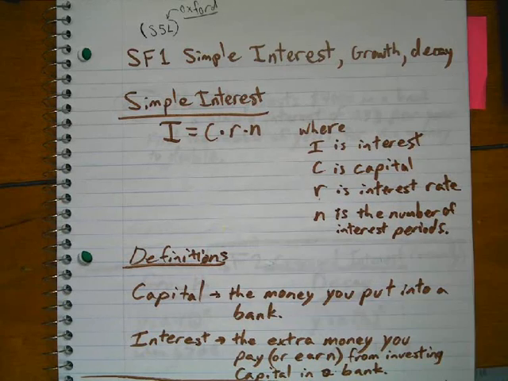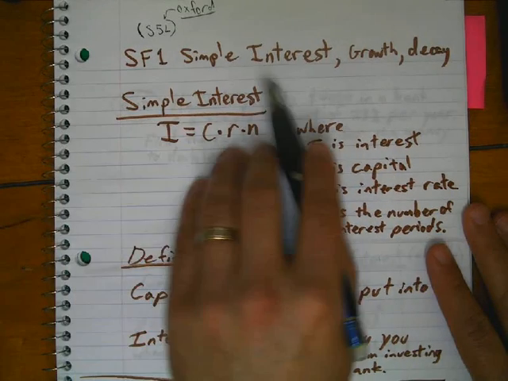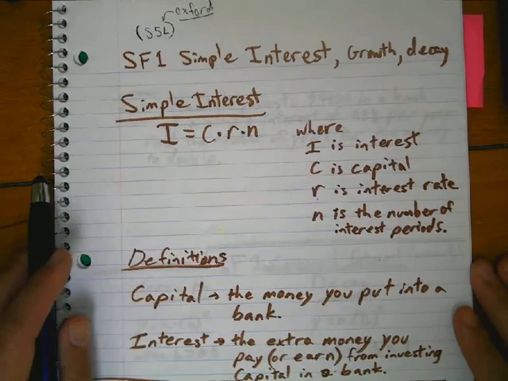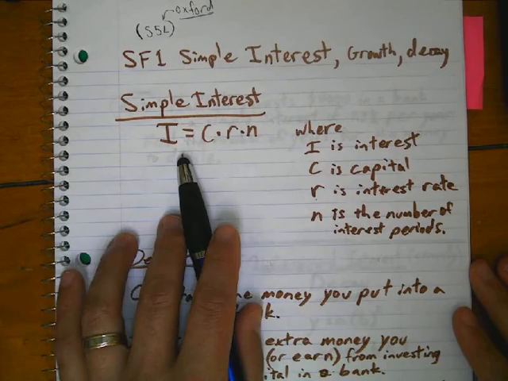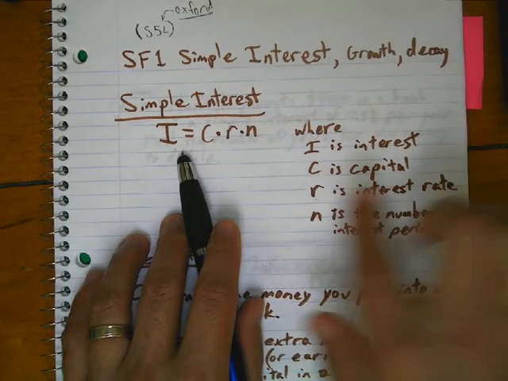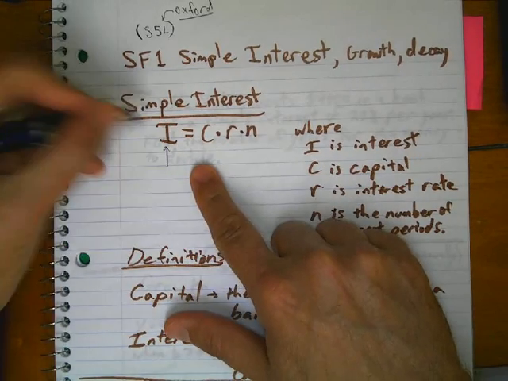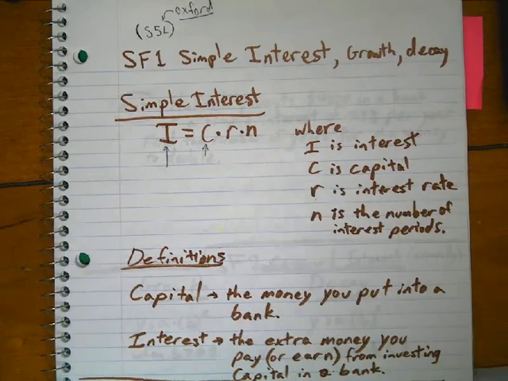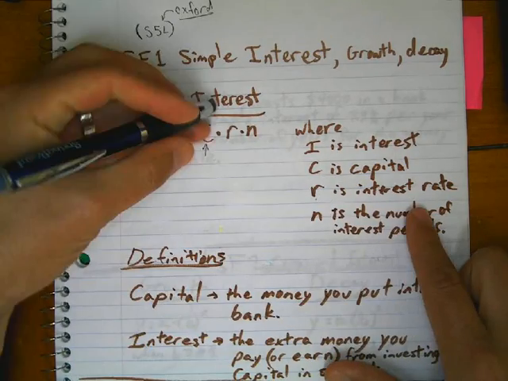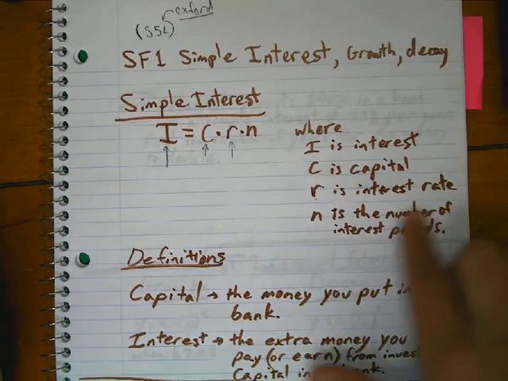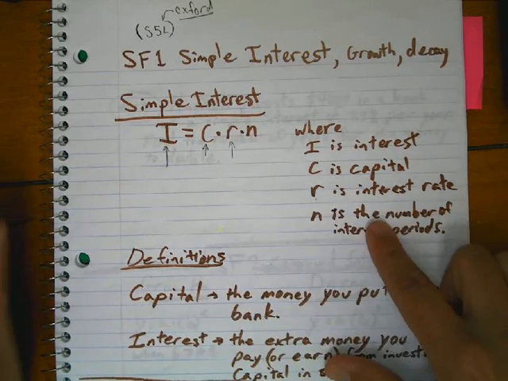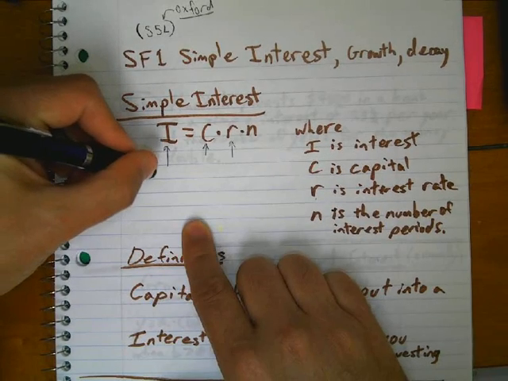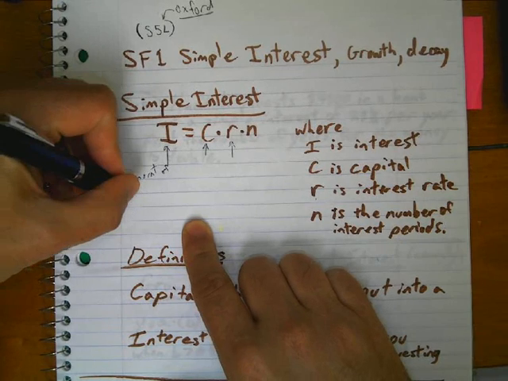Okay, right now we're going to talk about simple interest, and later on we'll be talking about growth and decay in a few more minutes. So simple interest is the amount of money you earn after you've invested a certain amount of money, which is the capital, and you've got a rate of interest that you're earning, and this is the amount of money you make.